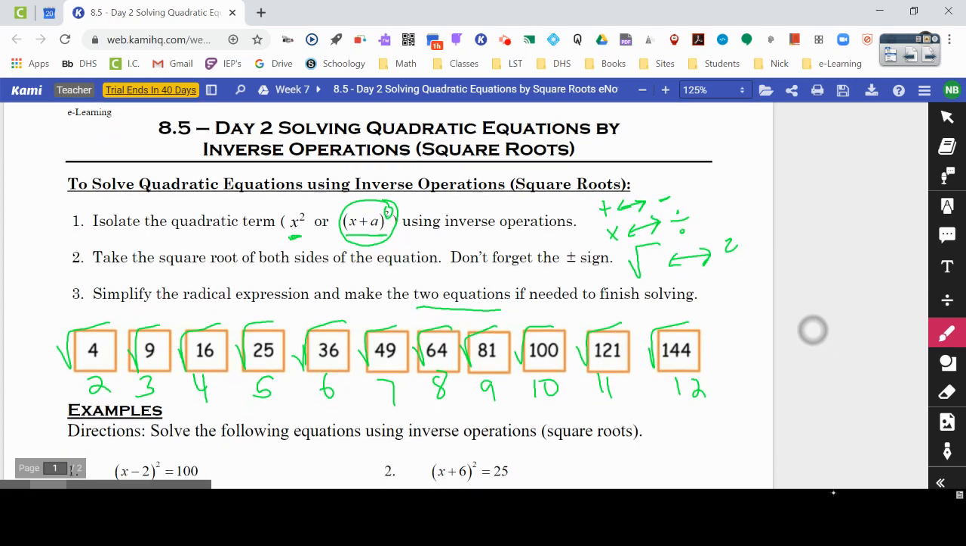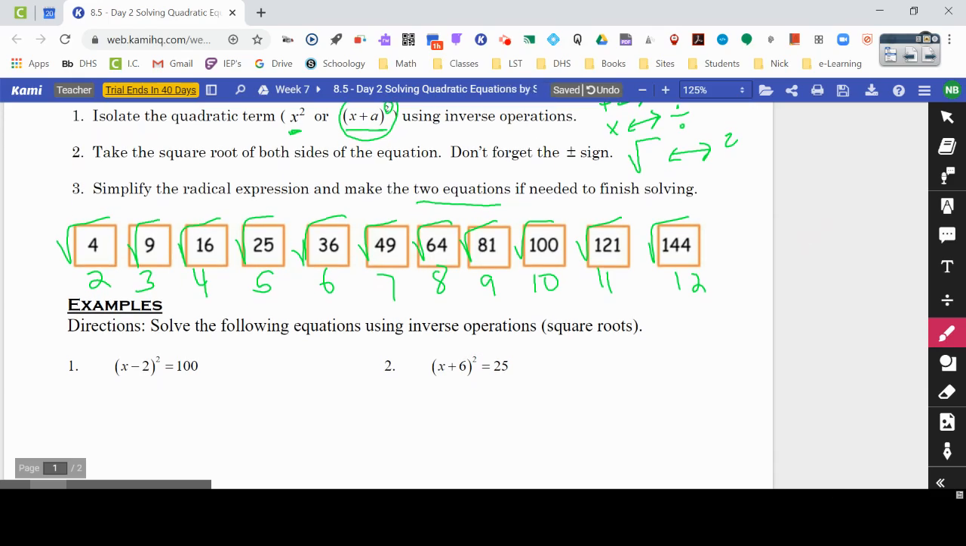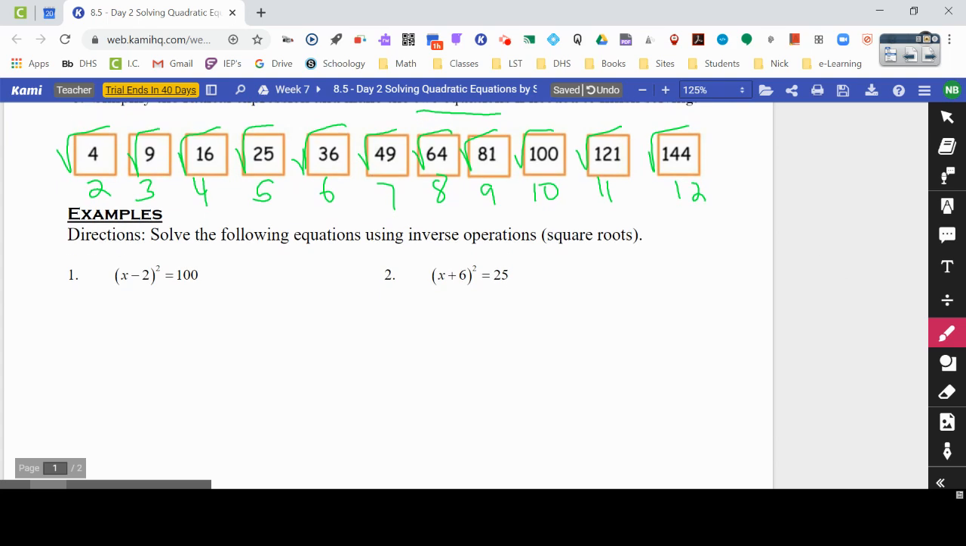So here we go. We're going to solve the following equations using inverse operations. Example 1: we have (x minus 2) squared is equal to 100. This whole thing, x minus 2 squared, is my quadratic term. It is isolated, since there's nothing outside of those parentheses on this side of the equation.